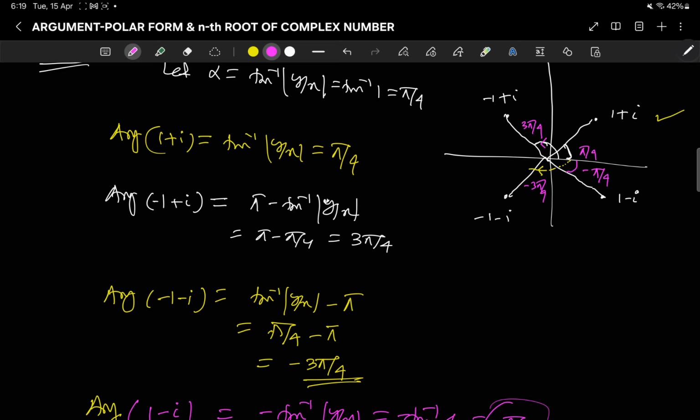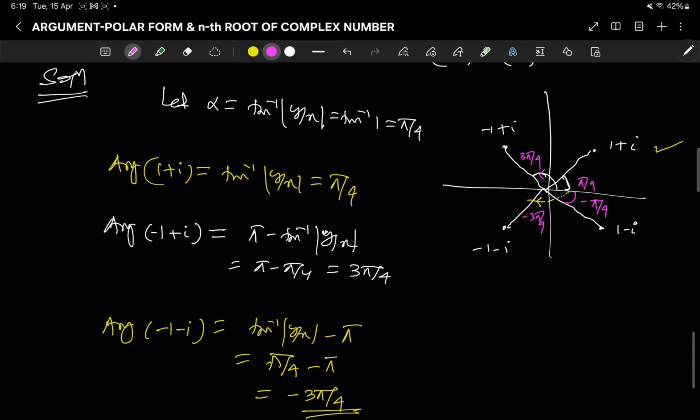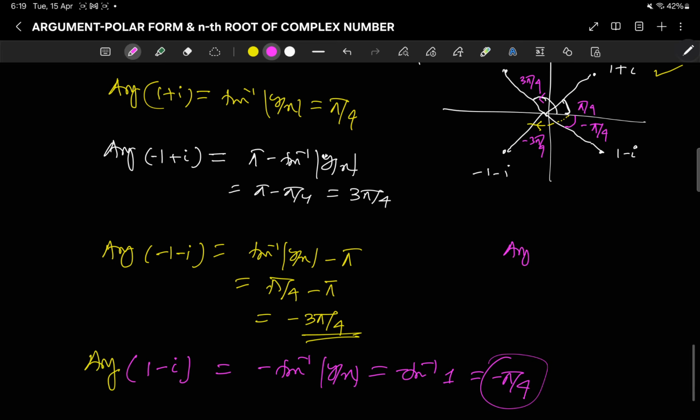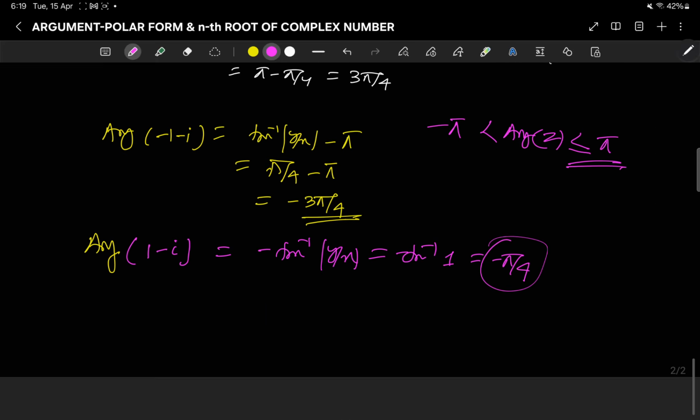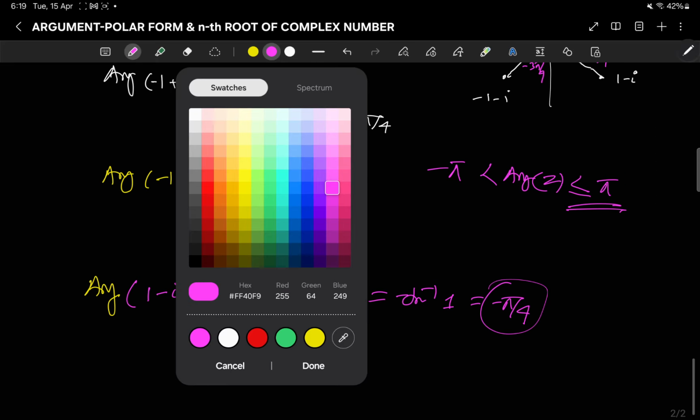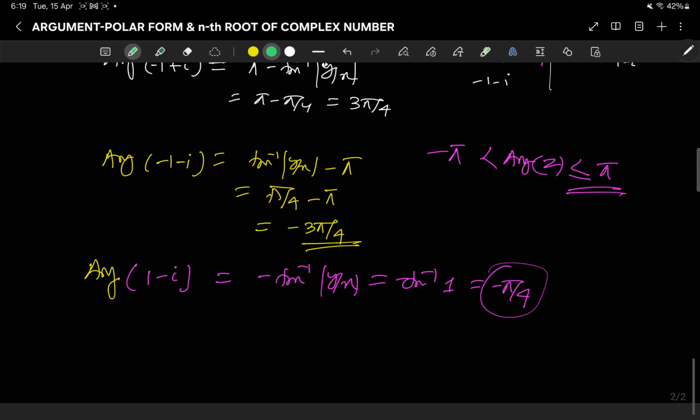So in that way we can understand that in all these cases, the argument has to lie between minus pi and pi, where plus pi is included and minus pi is not included. Okay, so this is your principal argument. Once we find the principal argument, then you will be able to get the general argument.